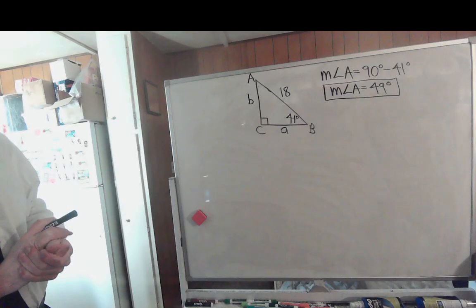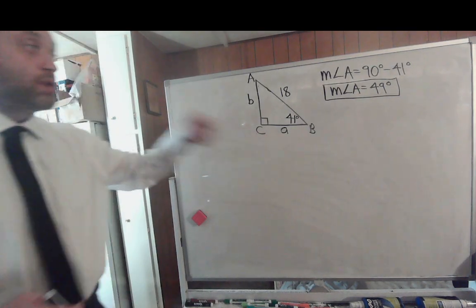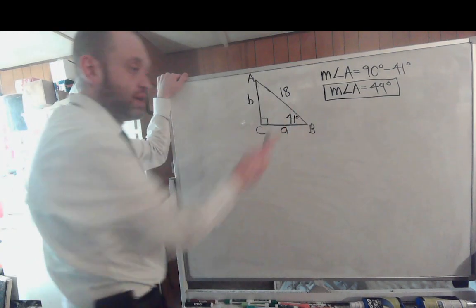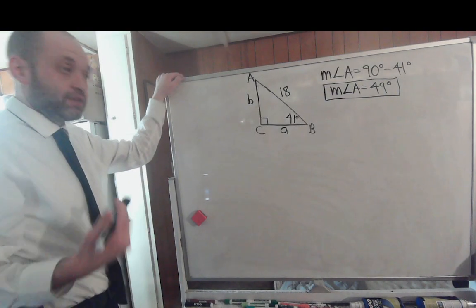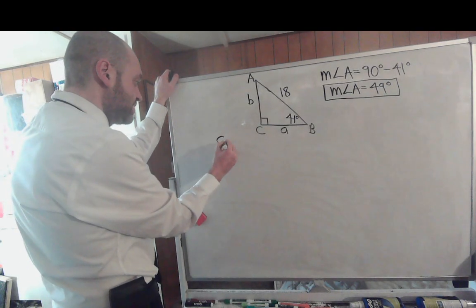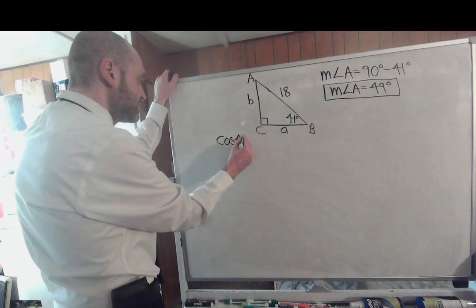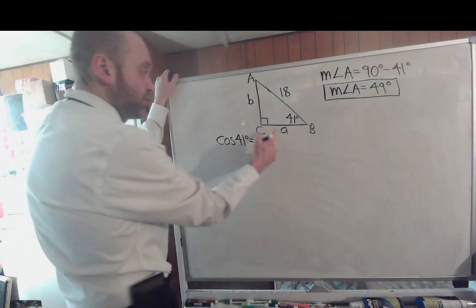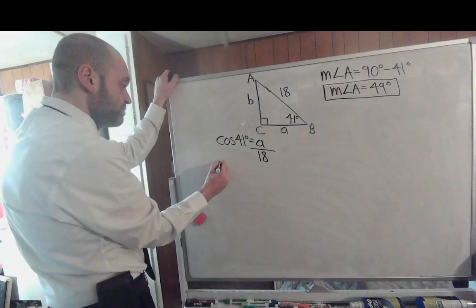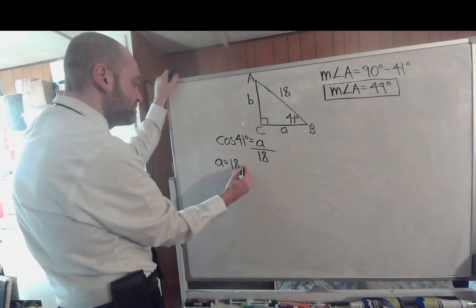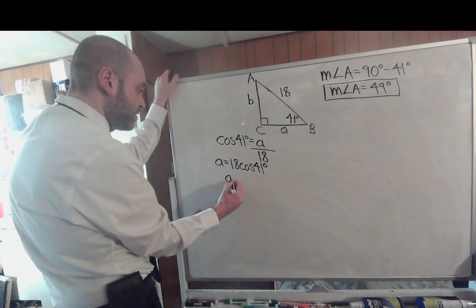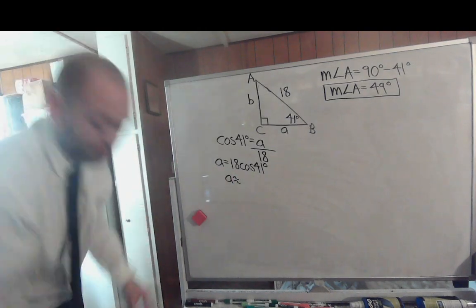All right, now let's start with side A. Let's go in alphabetical order. Is there a relationship between the adjacent leg and the hypotenuse? Yeah, the cosine, right? The cosine is adjacent over hypotenuse. So if we take the cosine of 41 degrees, that's going to equal your adjacent leg A over your hypotenuse 18, which means that A would equal 18 times the cosine of 41 degrees. So now we should be able to get a 2 decimal place approximation of A.